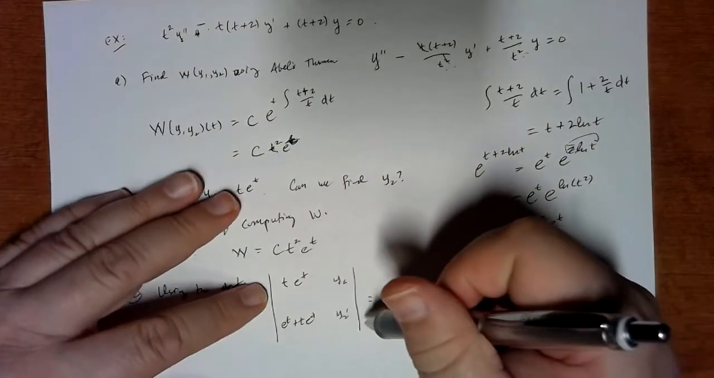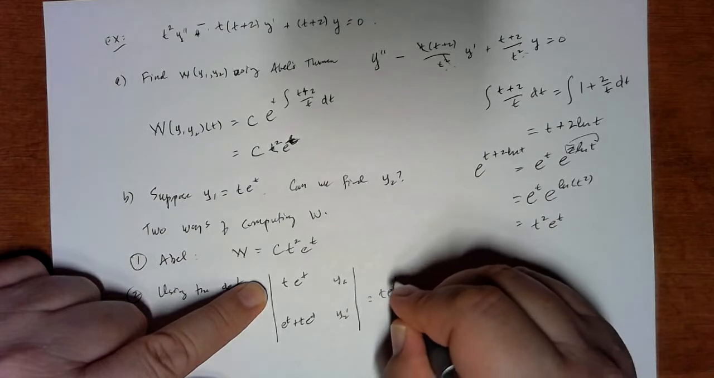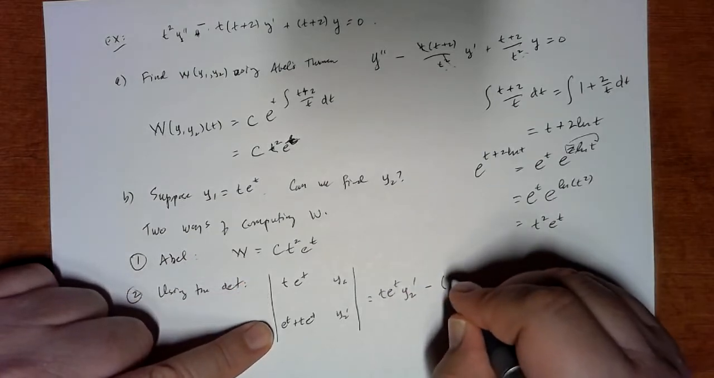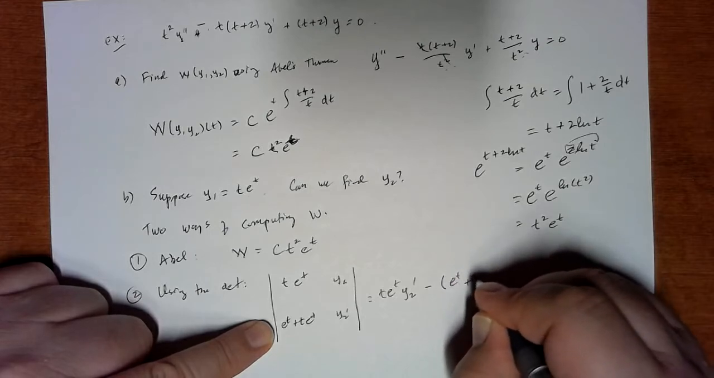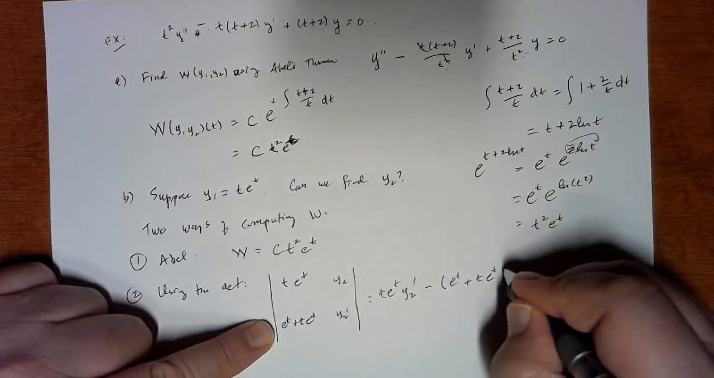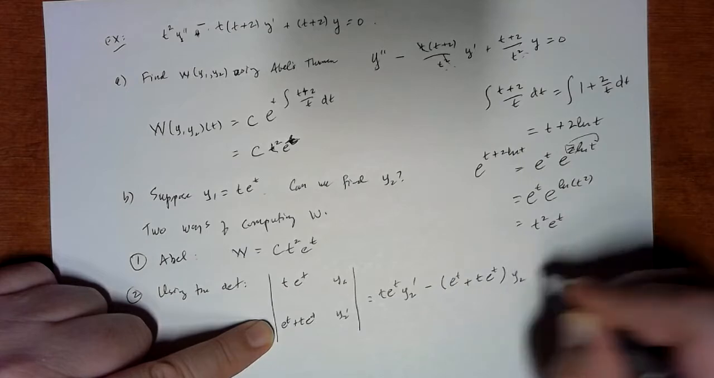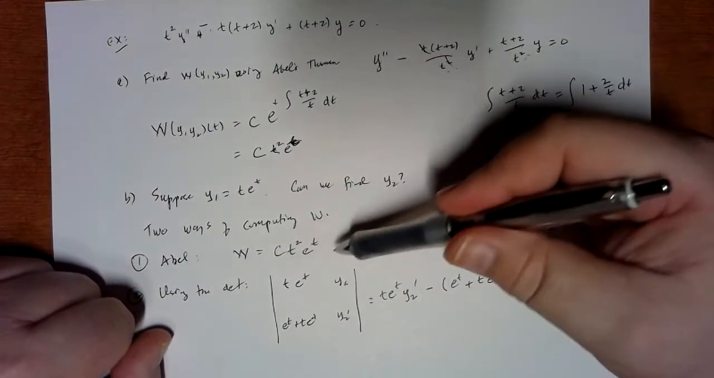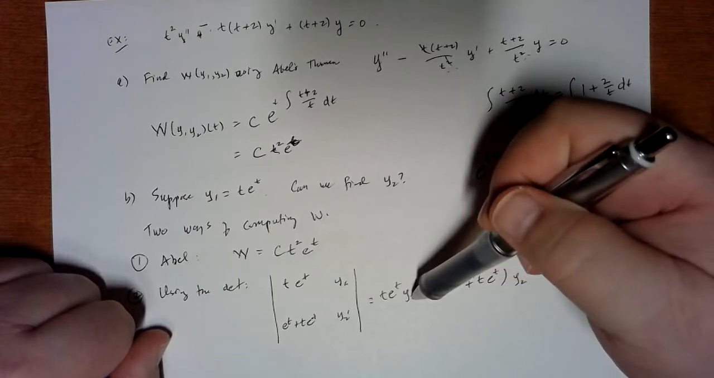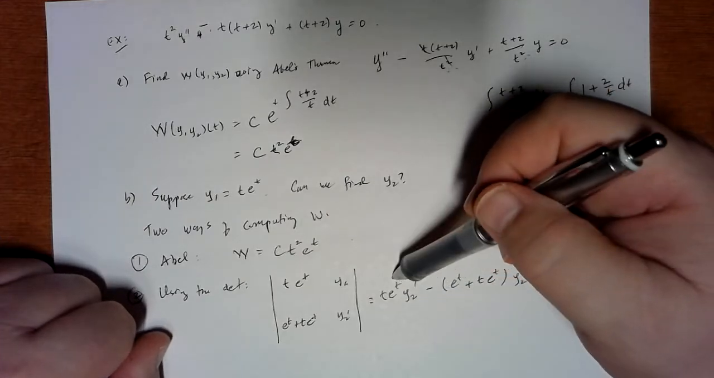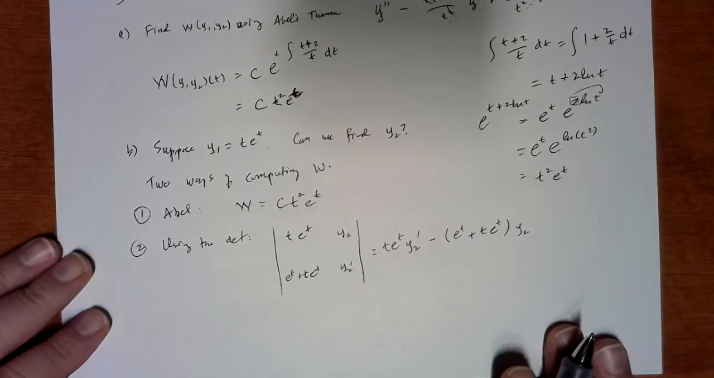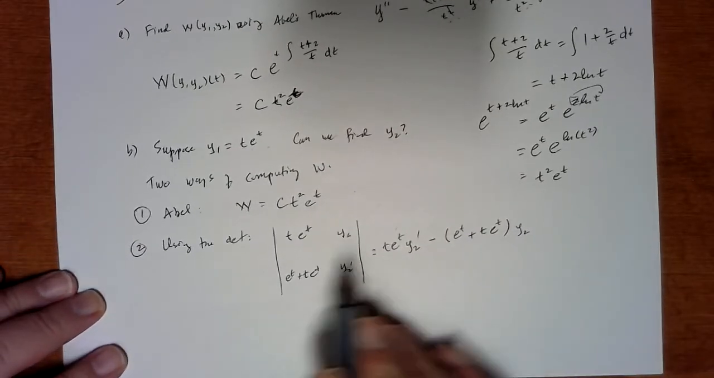And so I'll be left with t e to the t y2 prime minus e to the t plus t y2. We're going to get rid of these exponentials here in just a second. Good. Are you ready? Because now these two things have to be equal to each other. And if you set these two things equal to each other, what do you get? Do you see that you get a differential equation in y2?